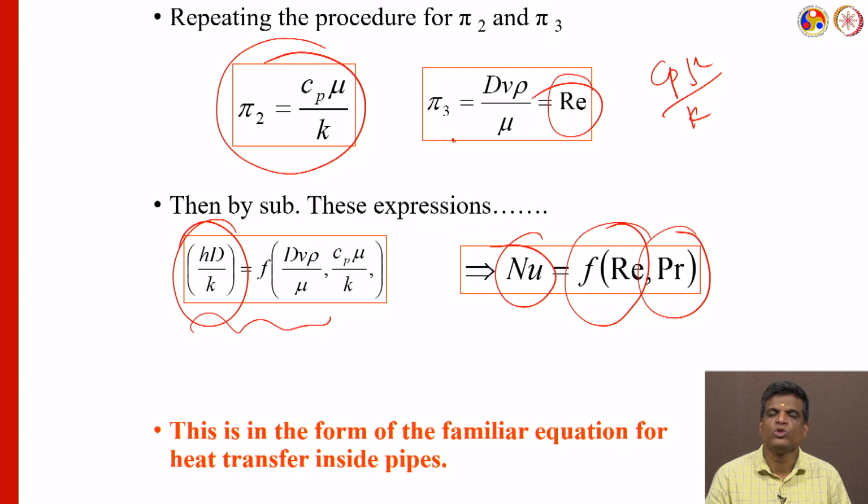This is a very familiar equation for heat transfer inside a pipe. So if you know the Reynolds number, it works like an analogy; from here we can find the other mass transfer or heat transfer values. So it's very easy to find other values.